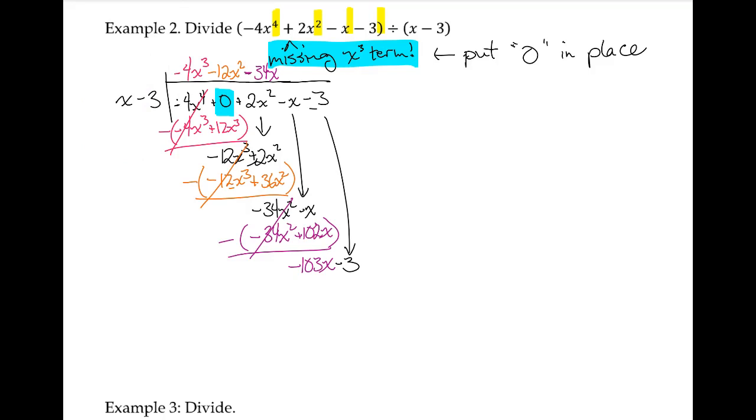I'm at the end of my polynomial, so this is my last step, so thank goodness for that. I turn x into negative 103x by multiplying by negative 103. Which leaves me plus 309. These go away. Negative 3 minus 309 gets me negative 312. And this is my remainder.